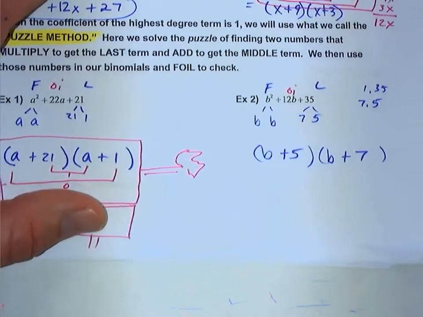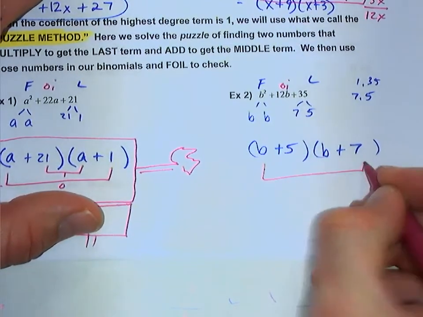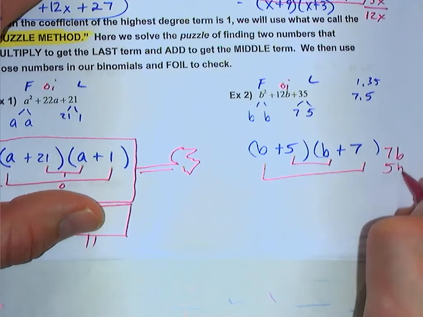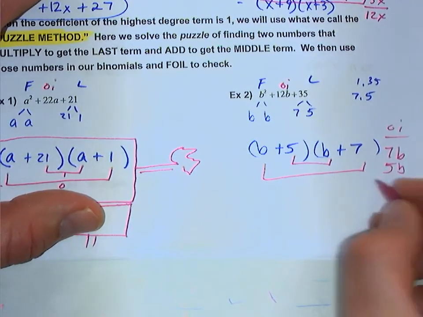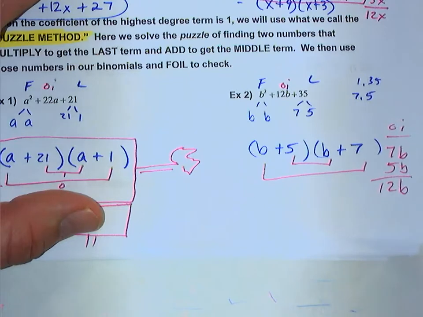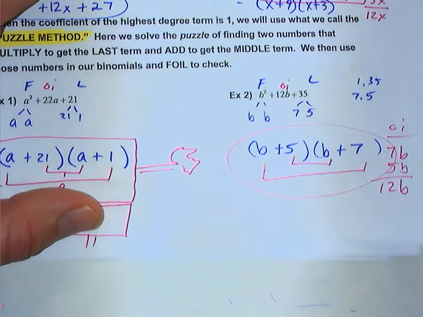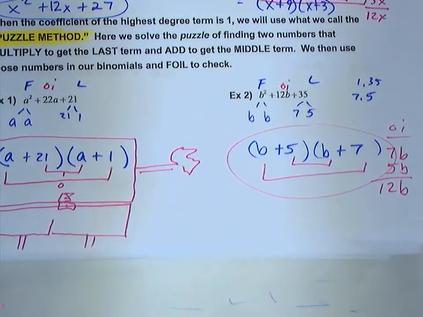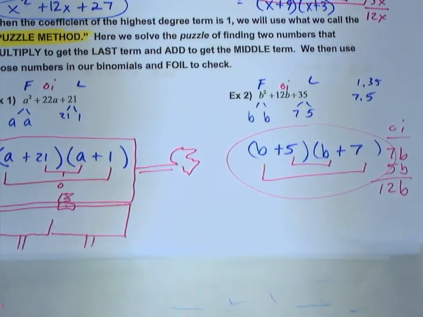Check them. Outers and inners. That's 7B. Inners, 5B. OI. Yes, sir. I guessed, I checked. There's the binomial. Perfect. Final answer is b plus 5 times b plus 7. I just factored that thing down.